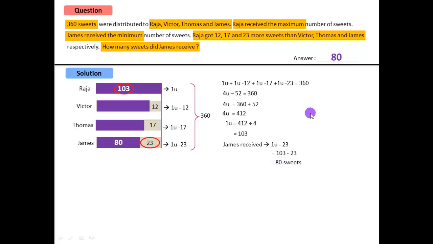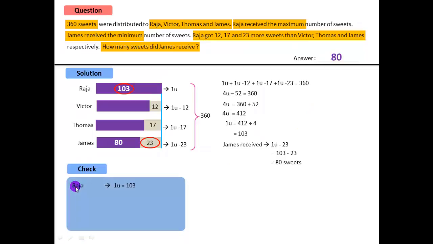To check our question, let's calculate the number of sweets each person had. Raja had 1 unit, which is 103 sweets. Victor had 1 unit minus 12, which is 103 minus 12, which gives us 91. Thomas had 1 unit minus 17, which is 103 minus 17, and that gives us 86. James had 80 sweets as per our calculations. So finally, the total will be 103 plus 91 plus 86 plus 80, which gives us 360. And this is the value that is given in the question as the total number of sweets that were distributed among the 4 boys. So our calculations and answer is correct.